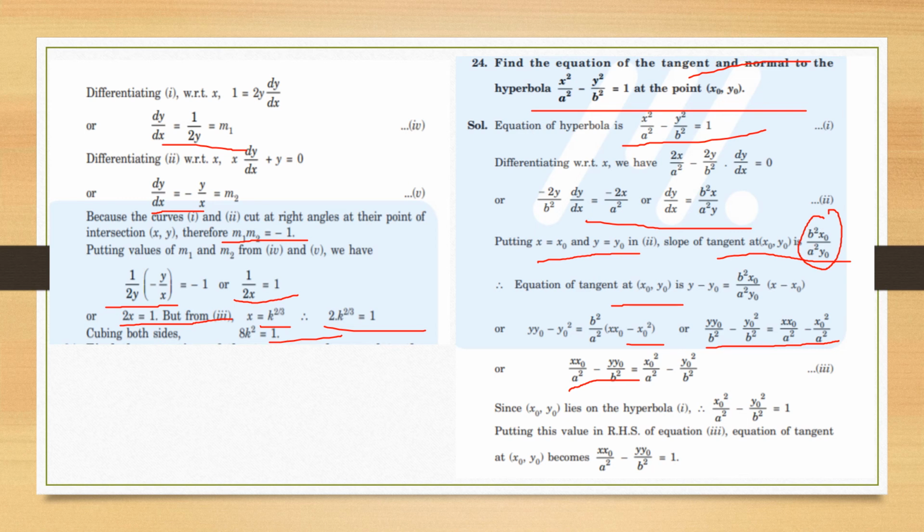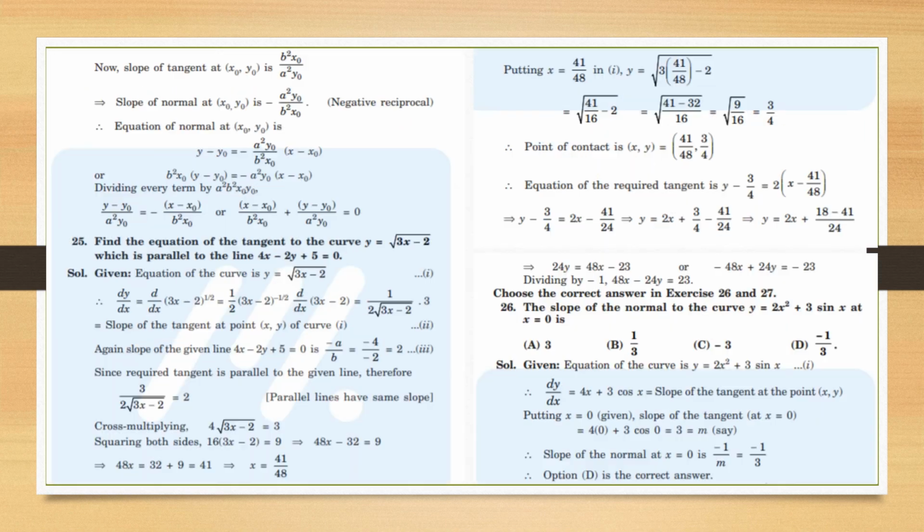Okay, so x x naught upon a square minus y y naught upon b square. Okay, this is equal to my, bring this to this side, so it becomes x naught square upon a square minus y naught square upon b square. But you can see from equation number 1, this is equal to 1, right? Because this point (x naught, y naught) is also satisfying this equation. That means x naught square upon a square minus y naught square upon b square is 1. So this side becomes 1. So the equation becomes x x naught upon a square minus y y naught upon b square equal to 1.